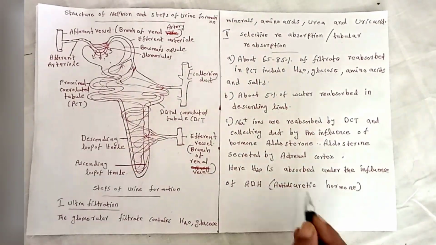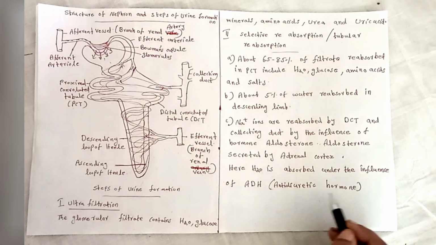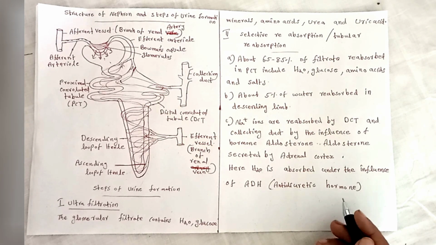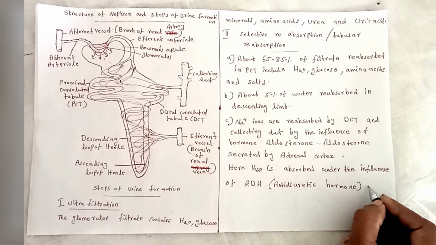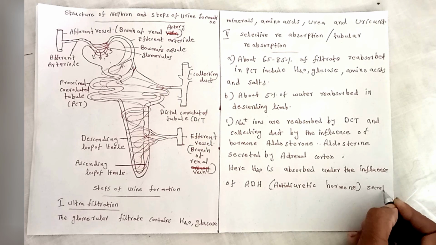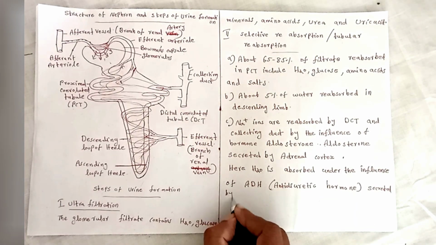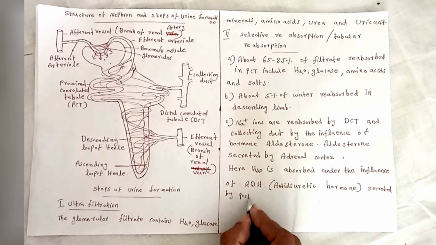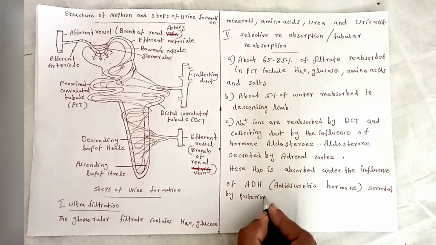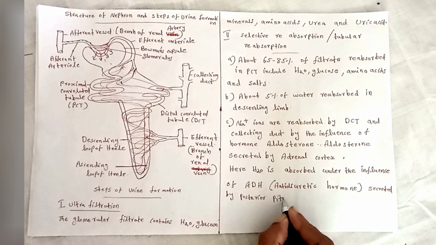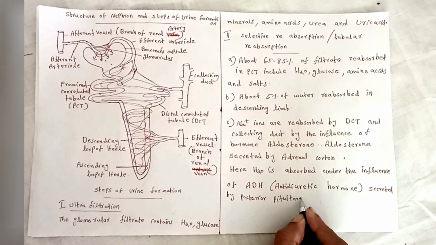The ADH, antidiuretic hormone, is secreted by the posterior part of the pituitary. The pituitary also has two parts, posterior and anterior part. The ADH, antidiuretic hormone, is secreted by the posterior pituitary gland.